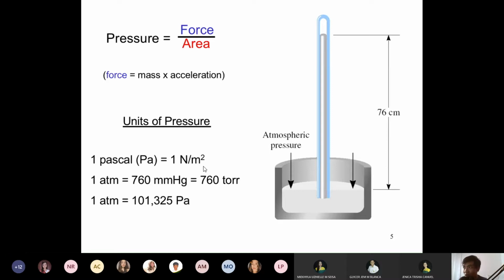Okay, so yan yung ating mga conversion factors. Kasi mamaya we are given 1 unit, tapos i-convert pa pala siya sa isa pang unit, then we should be able to convert them by using these conversion factors.